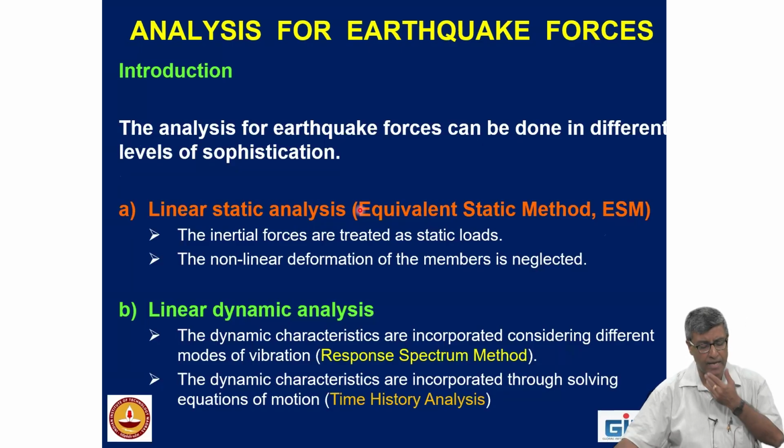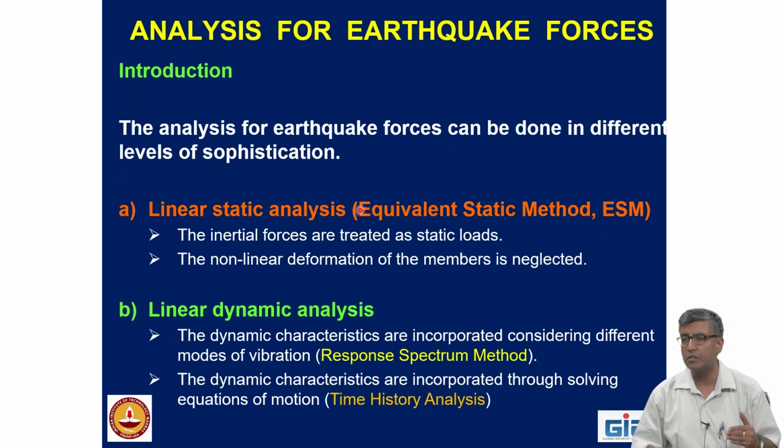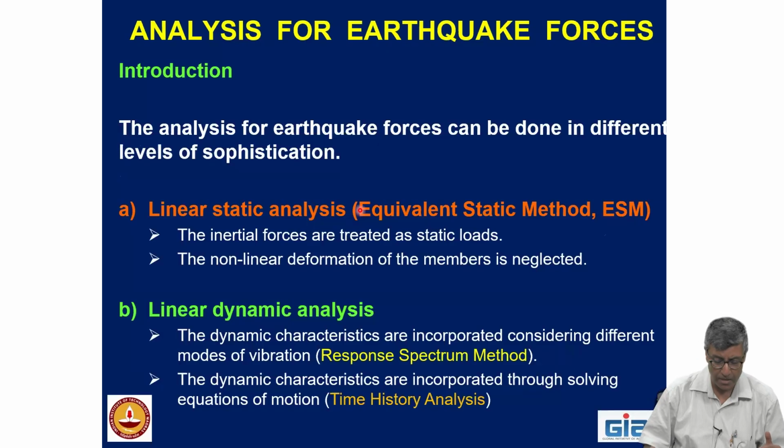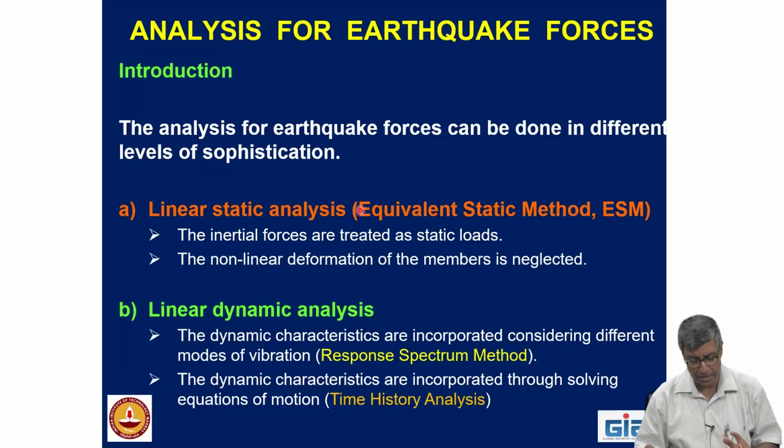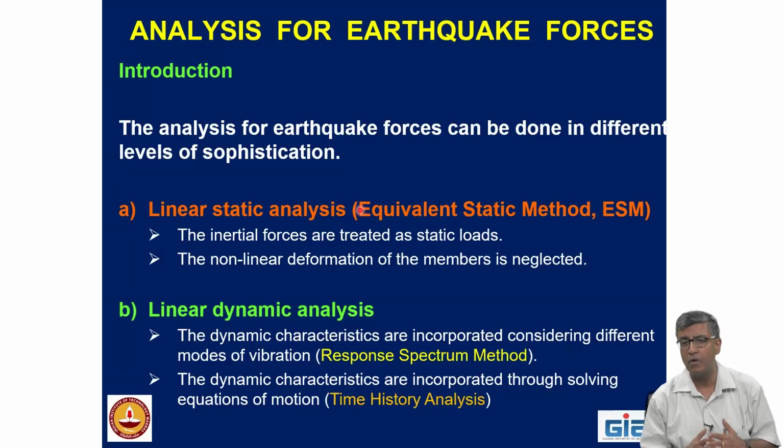The analysis can be done in different levels of sophistication. The equivalent static method is what we are going to cover today. Here we are converting the inertial effect into static forces, only in the horizontal direction. Next, you can do a dynamic analysis where it's a set of differential equations which you are solving by some numerical techniques. There are two types. One is the time history analysis. The other is the response spectrum method, where you consider the dynamic properties of the system.